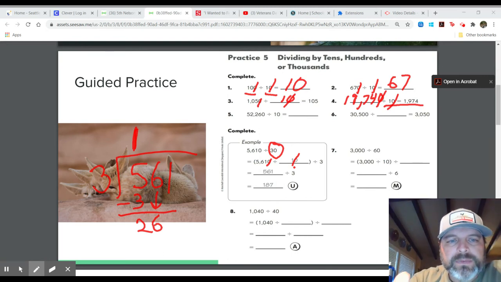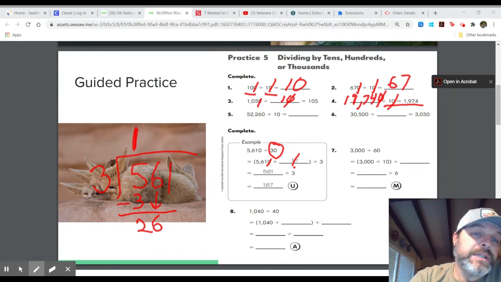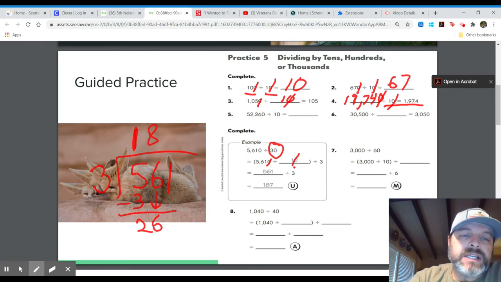Okay, so 3 times what number gets me really close to 26? 3 times 5 is 15. 3 times 6 is 18. 3 times 7 is 21. 3 times 8 is 24. 3 times 9 is 27. So what's the closest I can get without going over 26? Anyone? Let's go with 8. Okay, 3 times 8 is 24. So 26 minus 24 is 2.